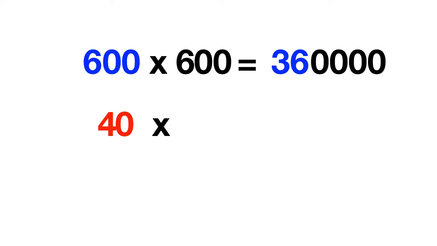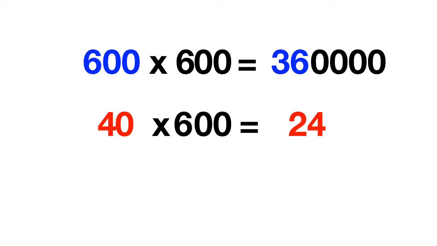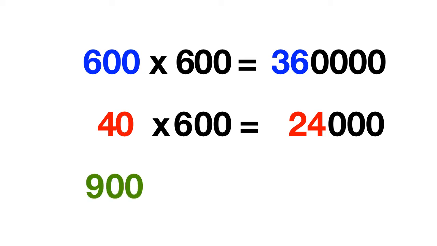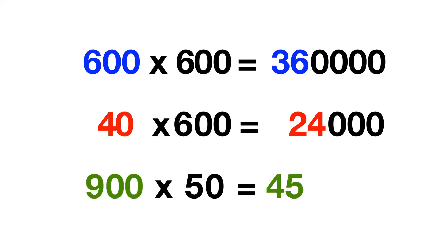Solve for 40 times 600. Well, 4 times 6 is 24, and then we see 1 and 2 more, so 3 zeros. We add 3 zeros to our answer. Here's your last one now. Solve 900 times 50. Well, 9 times 5 gives you 45. And then you can see there are 2 zeros and 1 more, a total of 3 zeros that we need to add to our answer.